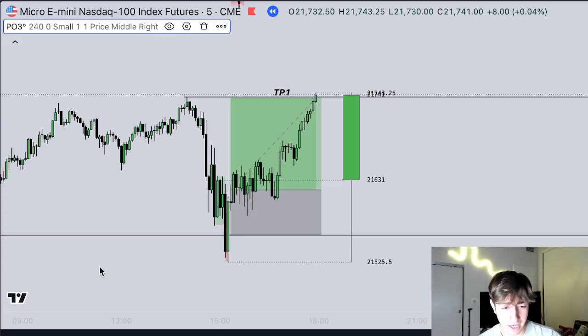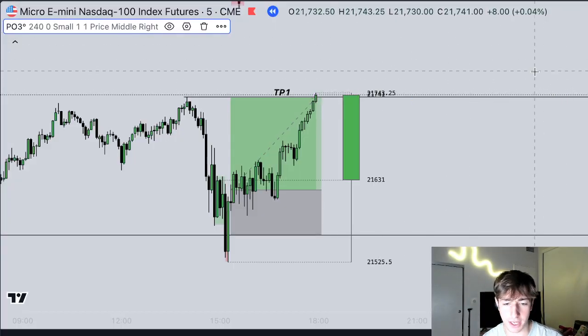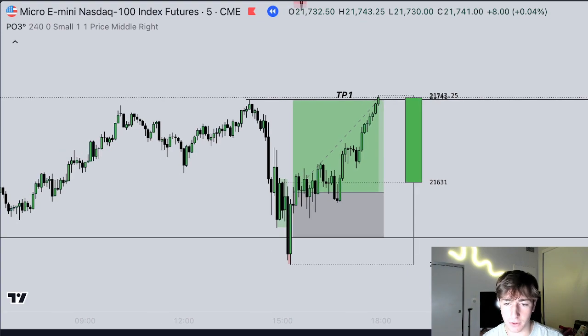It's not letting me move the screenshot on my TradingView, but here is my account. You can only see 9, but there's 8 and 7 below it. I hit just over 1,000, close to 1,200, on 9 PA accounts today. So again, a super smooth entry today.